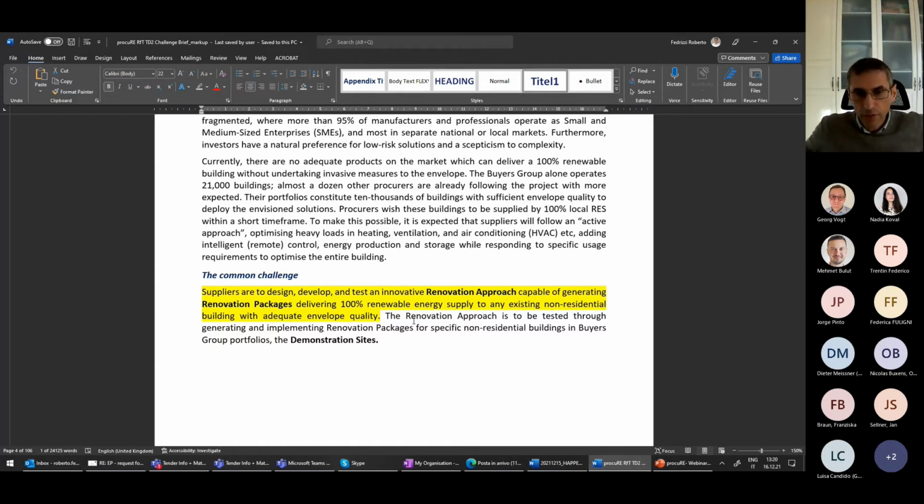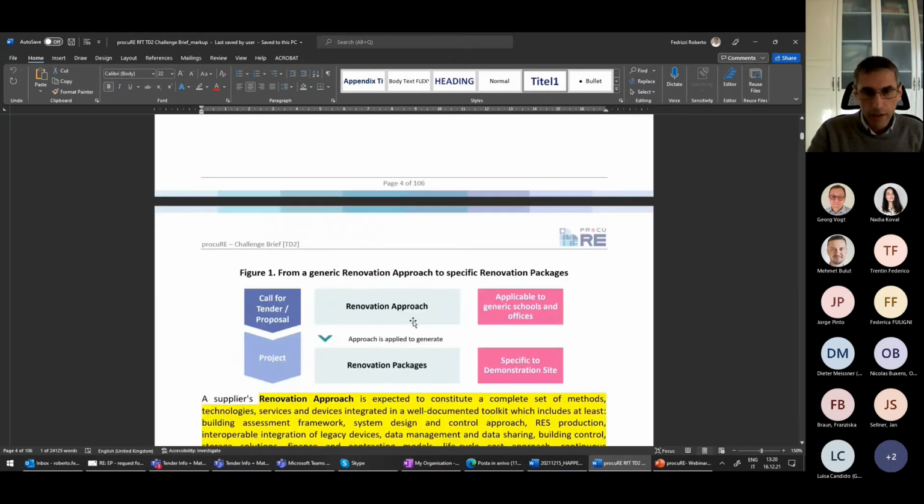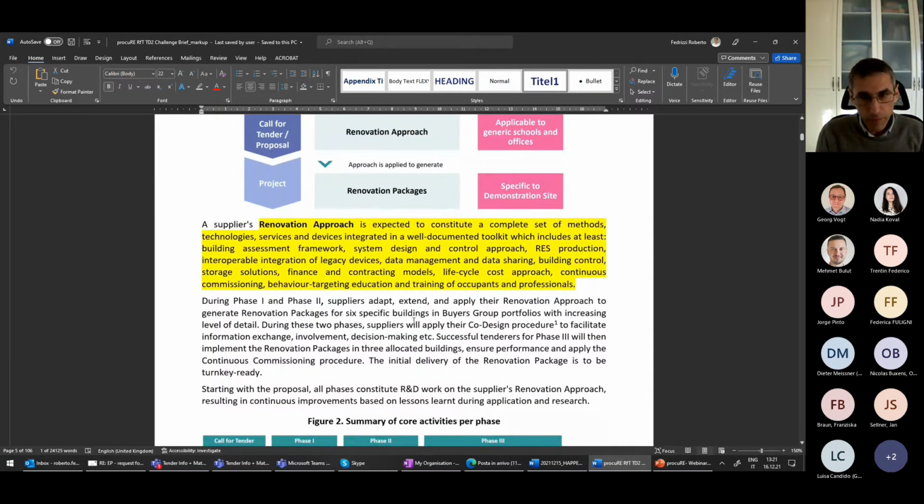Therefore, if suppliers were required to propose approaches for their specific buildings, the result might be biased or wrong, because it is specific to a specific building. Therefore, we wanted to concentrate on building models that are representative of what the envelope is going to be by the end of the project for each of the buildings. And here we specify what the renovation approach is in our mind.